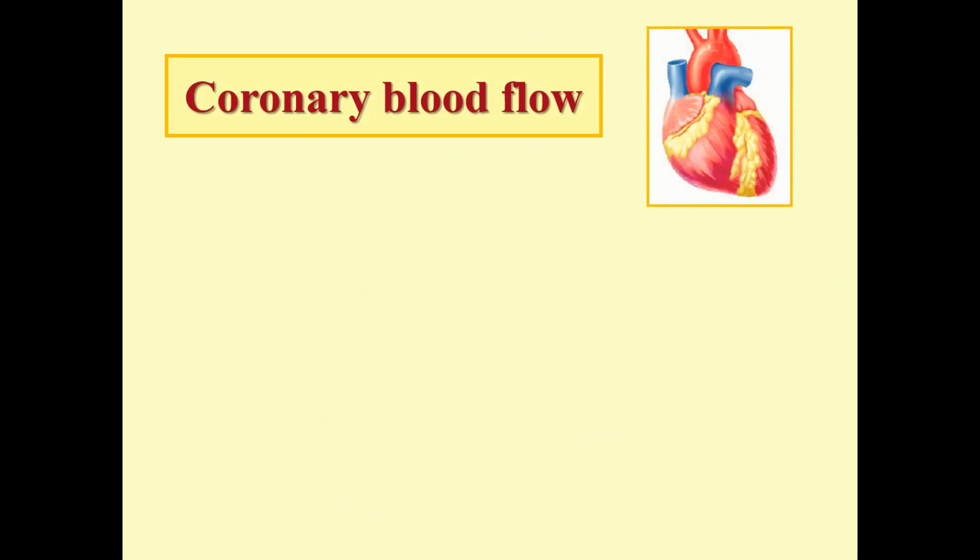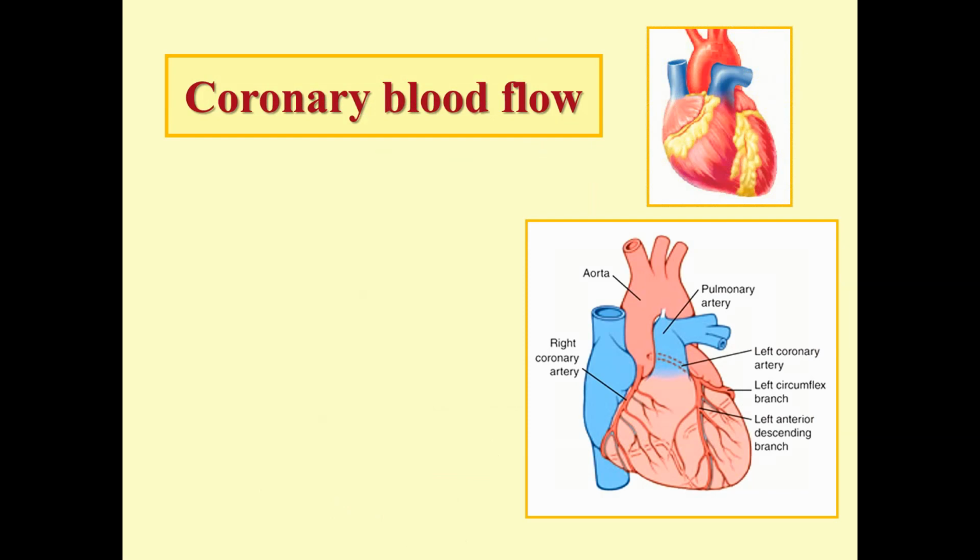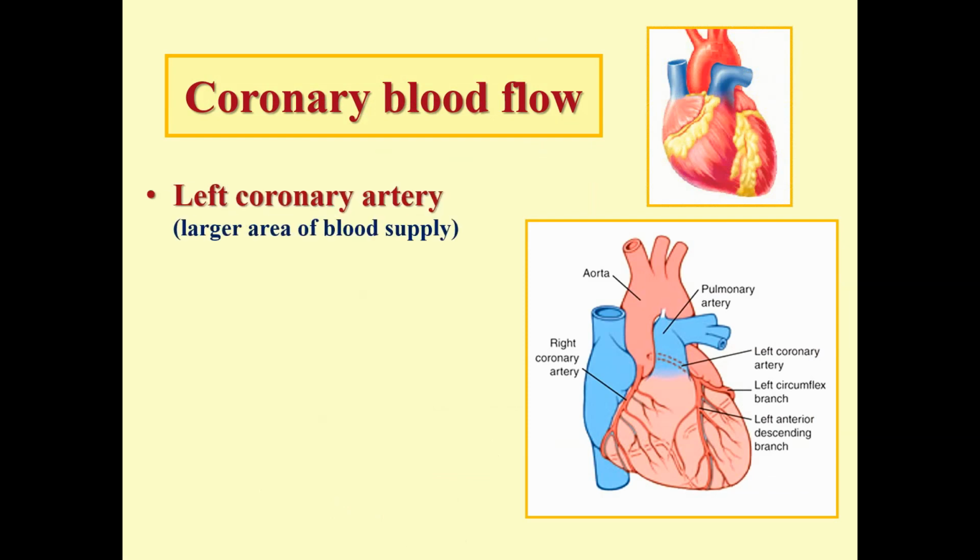Let's consider the main characteristics of coronary blood flow. Facts from anatomy: arteries which supply blood to the heart. Mainly this is the left coronary artery, with a larger area of blood supply. And also there is the right coronary artery with a smaller area of blood supply.